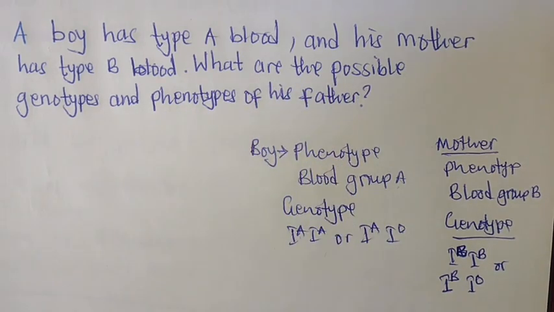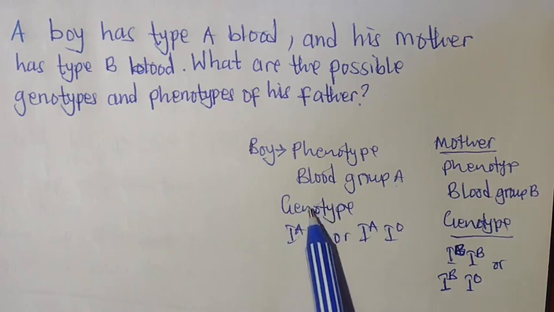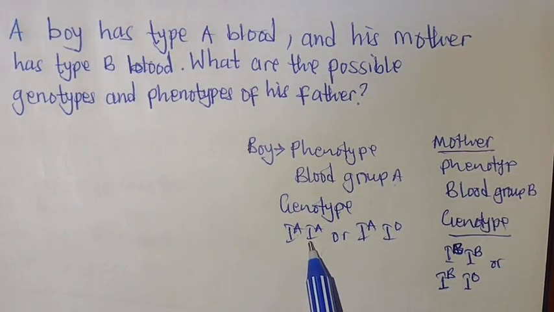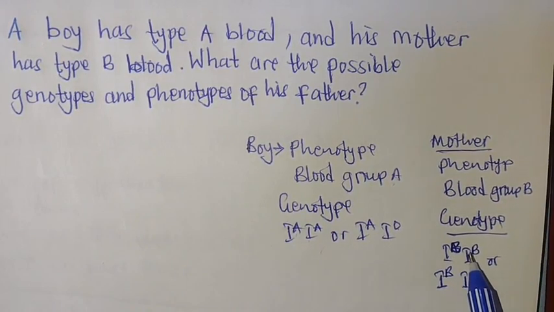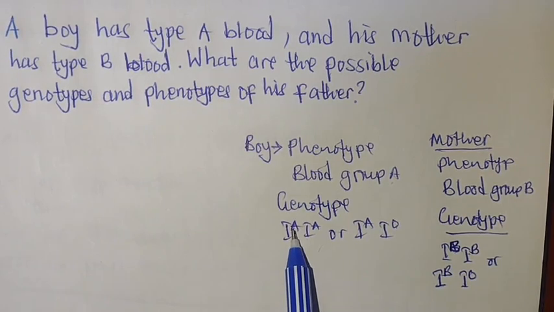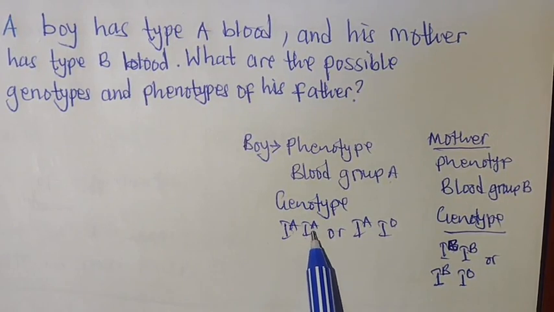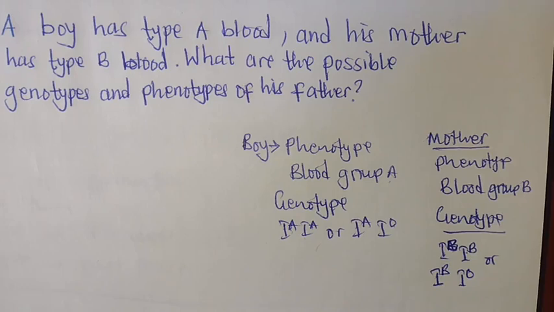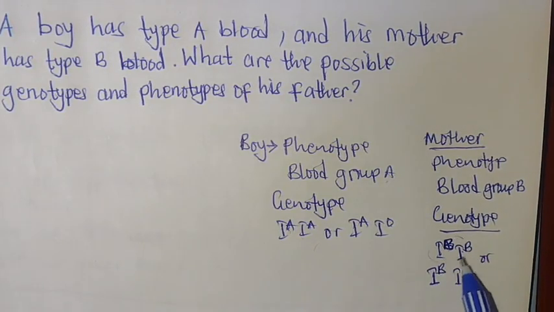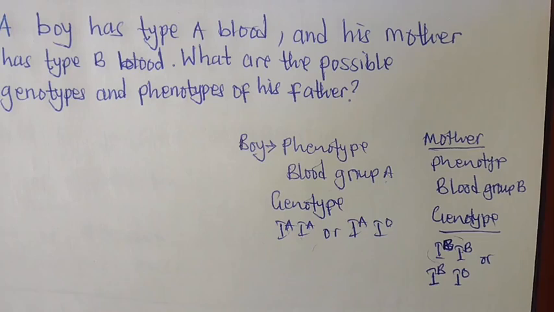So to determine the genotype and phenotype of the father, we need to look at the boy's genotype. Okay, so if he's having AA, and the mother is having genotype BB, for this boy to inherit another A allele from the mother, it means that the mother should also carry the allele for A. So this tells us that the mother cannot have this genotype BB, because if we get this AA, it wouldn't match if we do the crossing.